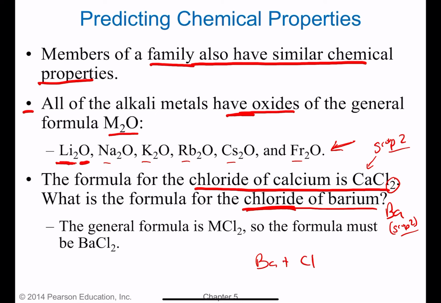Since calcium was 1 atom of calcium and 2 of chlorine, barium should behave similarly. So we have 1 atom of barium and 2 atoms of chlorine anytime barium and chlorine get together to make barium chloride. And I'm doing a little bit of nomenclature there. We will discuss nomenclature next week in another video.